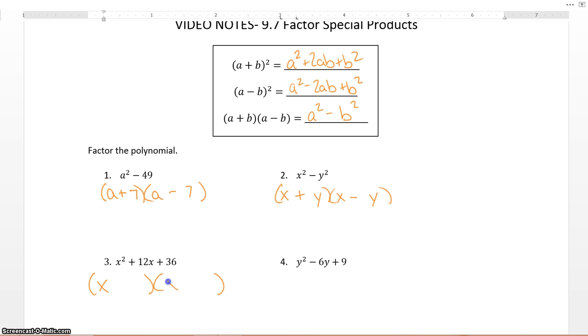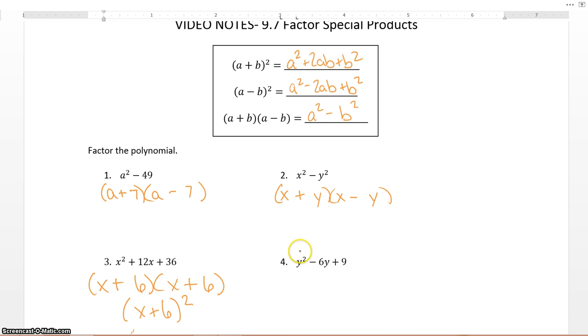So x in the front of each, 6 in the back of each. And then what would you need here? You need 6 times 6 to be positive 36, and then it adds together to be positive 12. So these are both going to be positive. So then your final answer, you could leave it like that, or you could write this as x plus 6 squared, which would mean x plus 6 times x plus 6.